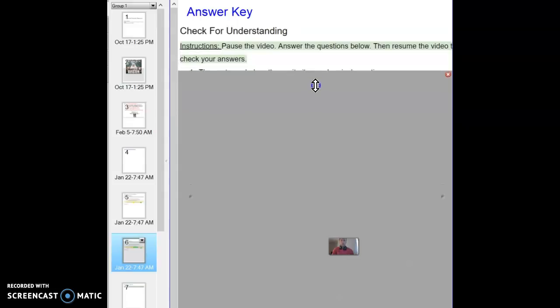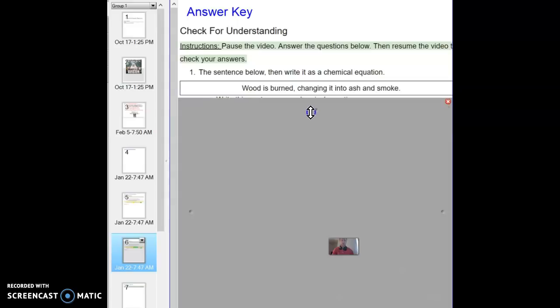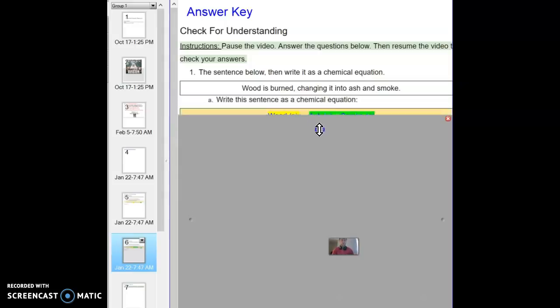So, instructions to sentence number 1 told us, write it as a chemical equation. So the sentence was, wood is burned, changing into ash and smoke. Okay, so think about a campfire. We start with wood, and that changes into ash, what's left in the campfire once the fire is done, and smoke, which leaves and goes up into the air. So here's what I wrote as my chemical equation. I had wood, which is a solid. I put my arrow, changing into ash, which is a solid, and smoke, which is a gas.